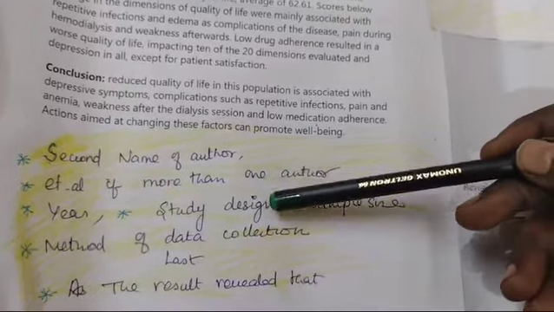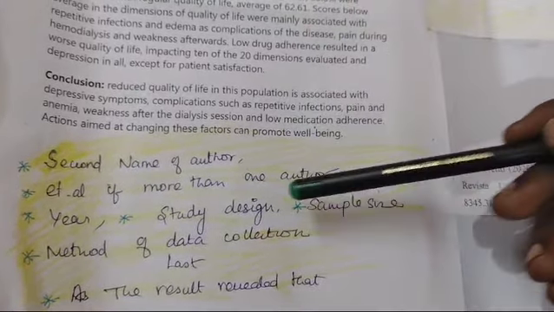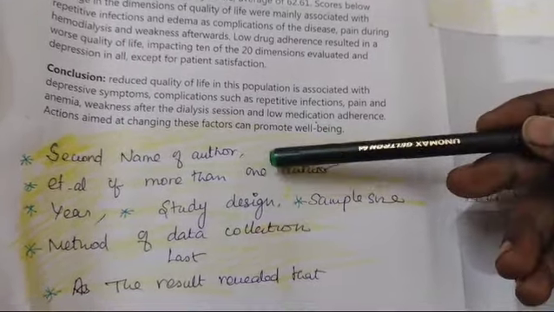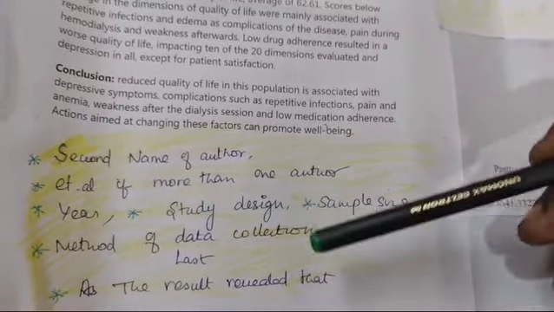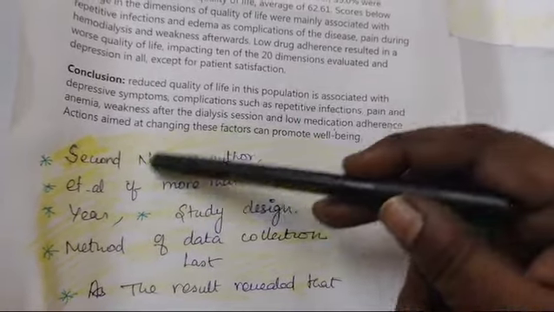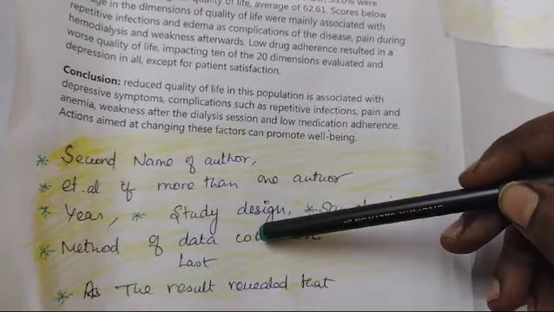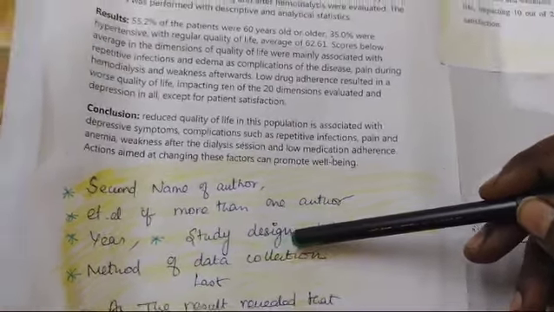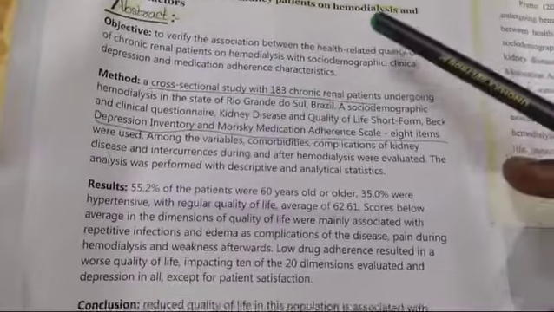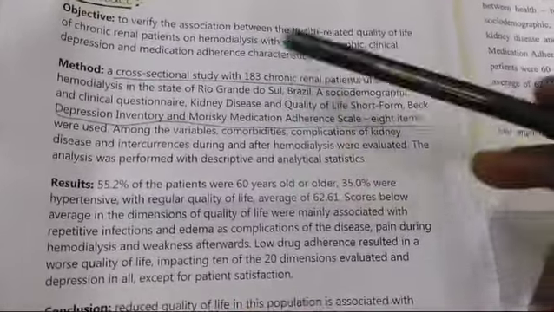And you can see what is the study design they have used, sample size, where they have done it, what is the method of data collection, and the results. So these are the key points you have to see in the review of literature. Hope you understand. Next, we will read it here, keeping that in our mind.